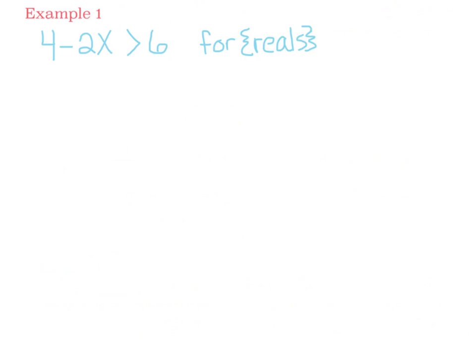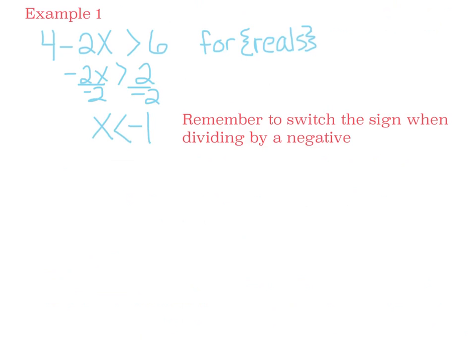Alright, so when we solve an inequality, we do it just like we would do an equation. We're going to subtract 4 away from each side. So we've got negative 2x is greater than 6 minus 4 is 2. Then we're going to divide each side by negative 2. And remember, when you do an inequality, you always switch the sign when you divide by a negative. So now we have x is less than negative 1. Alright, so all x's that are less than negative 1 will satisfy this original inequality.